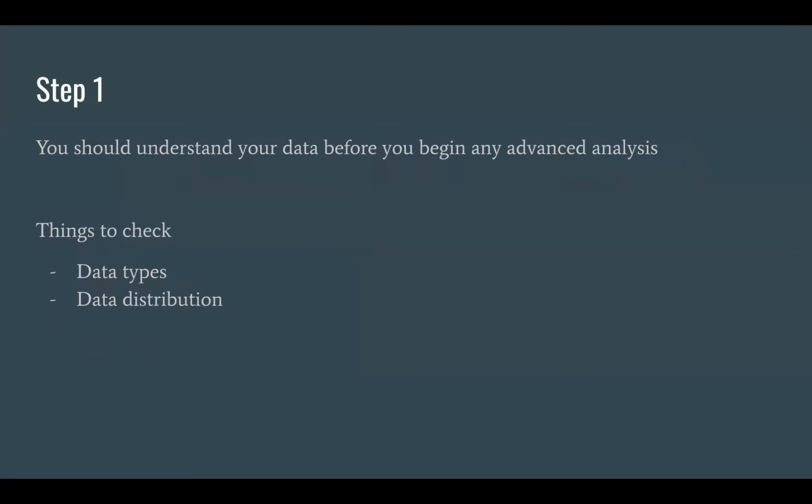So step one, you want to understand your data before you begin any advanced analysis. So basically, Pandas has several built-in methods that can be used to understand the data type or features, or to look at the distribution of data within the data set. And using these methods can give an overview of the data set and also point out potential issues such as the wrong data type of features which may need to be resolved later on.